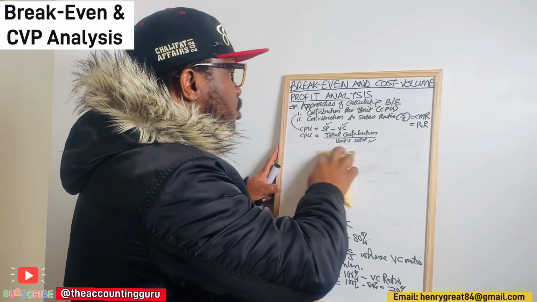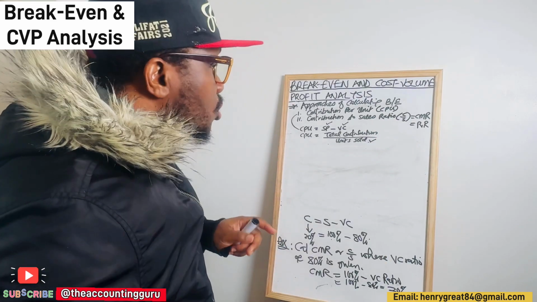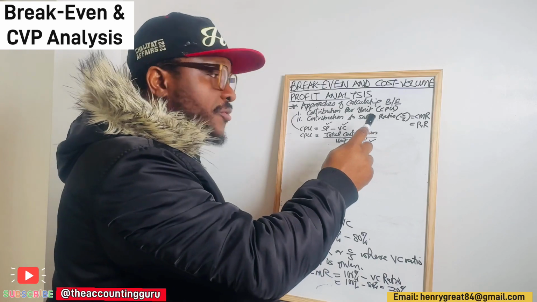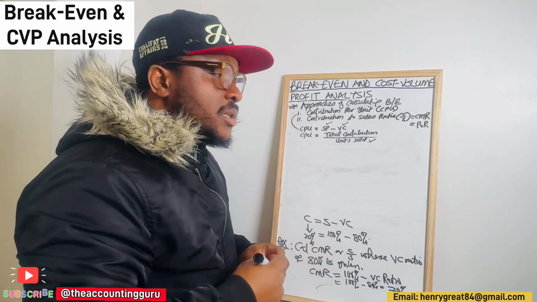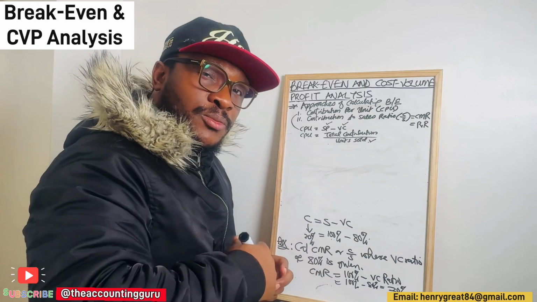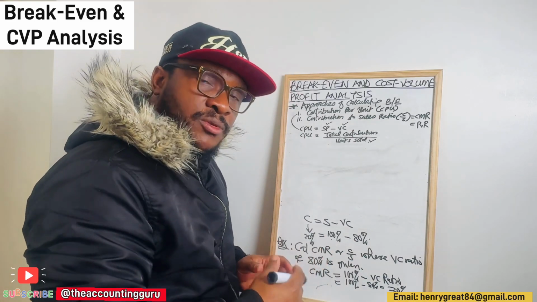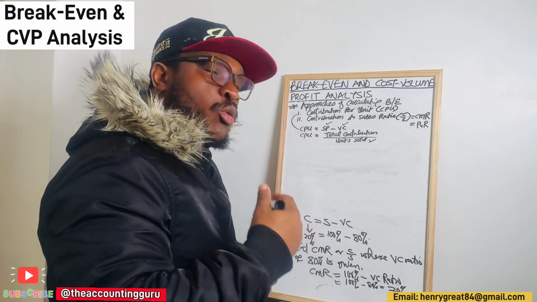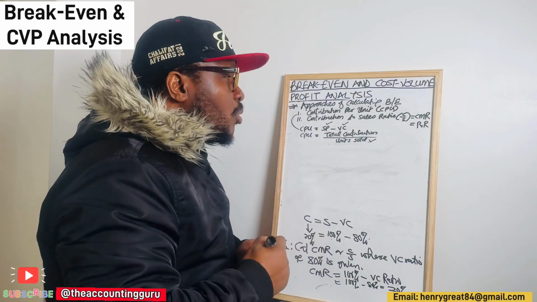How do you use contribution to sales ratio, which is CMR or PVR, to calculate sales level, whether at a given profit, whether at a given loss, or whether at break even? How do you use CMR, and when do you use CMR? When will you use CMR?